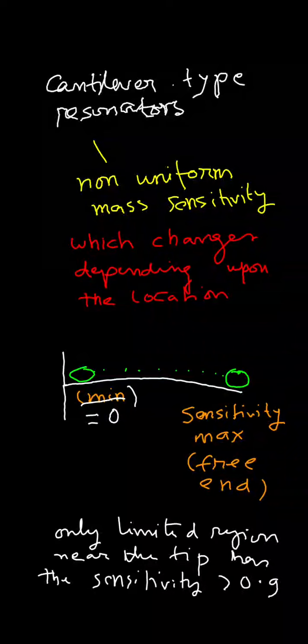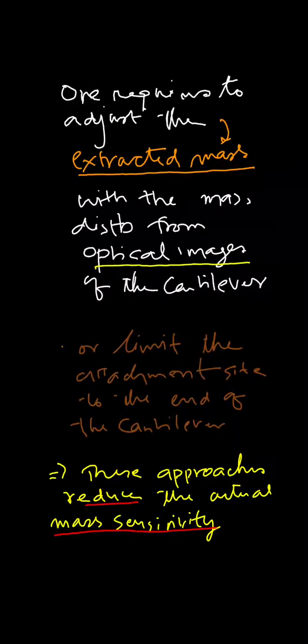So there is only a limited region near the tip, near the free end, where the sensitivity is greater than 0.9. And also one needs to extract the mass with optical images of the cantilever mass distribution. So that is one of the ways by which we can reduce the variation in mass sensitivity. Or what we can do is limit the attachment site to the end of the cantilever. That means there is no attachment taking place apart from the free end of the cantilever. So this will reduce the variation in mass sensitivity.